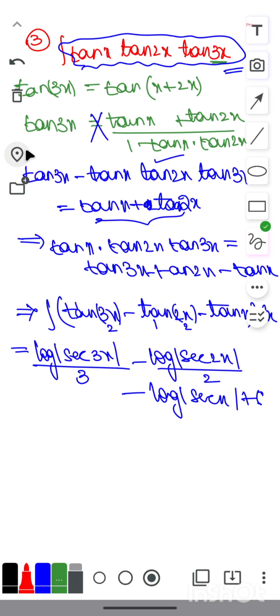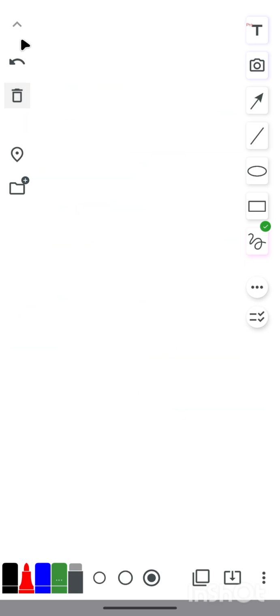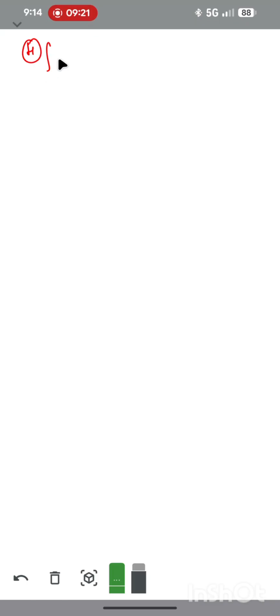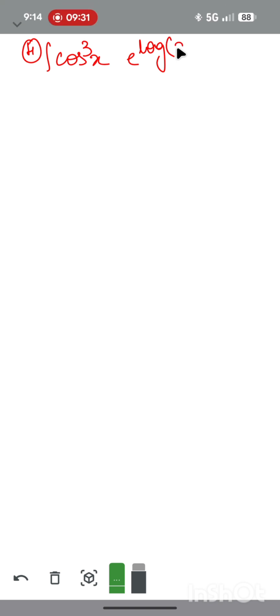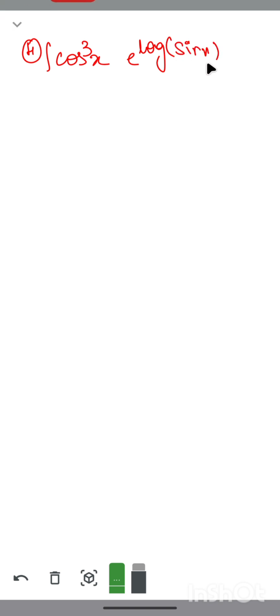Question number 4. So here the fourth question is integration of cos cube x into e to the power log of sin x into dx is equal to, let us see what will be the required solution to the given problem.